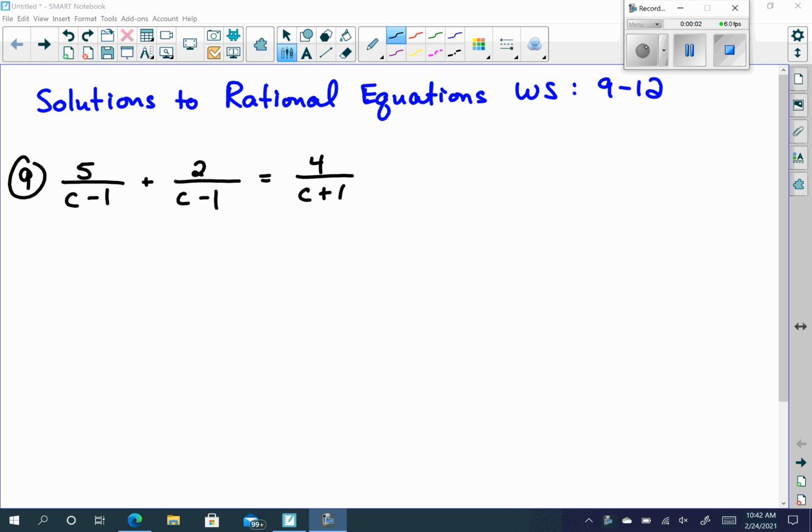Here are the solutions to 9 through 12 from the rational equations worksheet. All right, so in number 9, we don't need to factor any denominators here, but the LCD is going to be both of these together, c minus 1 and c plus 1.